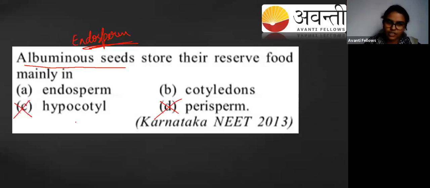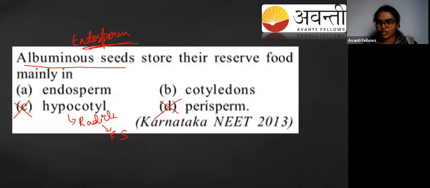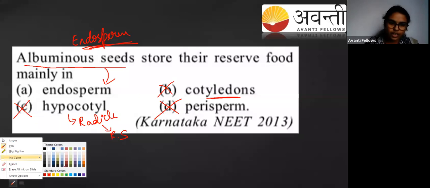Then hypocotyle is actually the structure which will give rise to the radicle, and from the radicle you get the root system. Okay. So endosperm and cotyledon are the two options. But see, cotyledon is another structure which is actually another reserve food. But albuminous seed ka jo hai na beta, that is everything related to the endosperm. Cotyledon is also reserve food material, but albuminous seeds don't store their food in cotyledon. They just store their food in endosperm. So the answer for this question is endosperm only. Okay, this is definitely a very easy and straight kind of question.